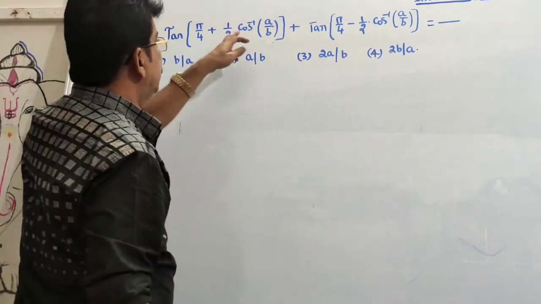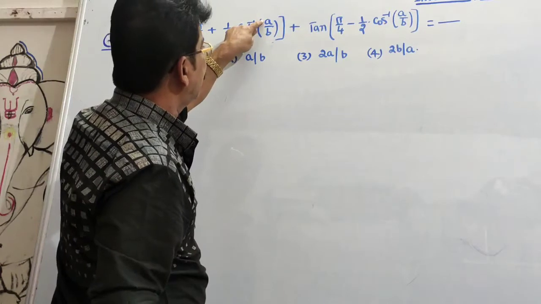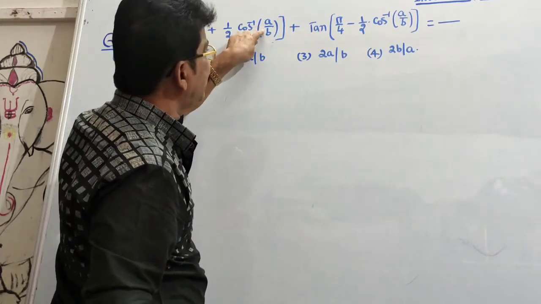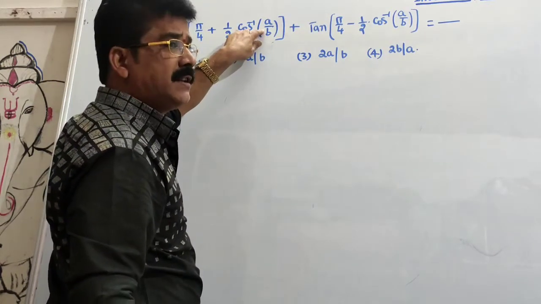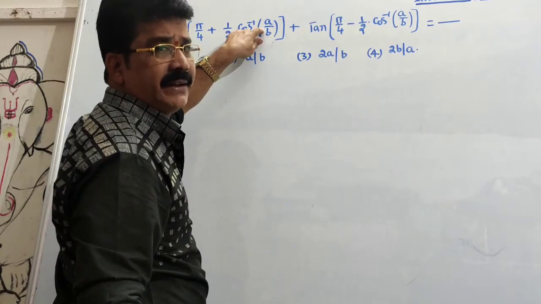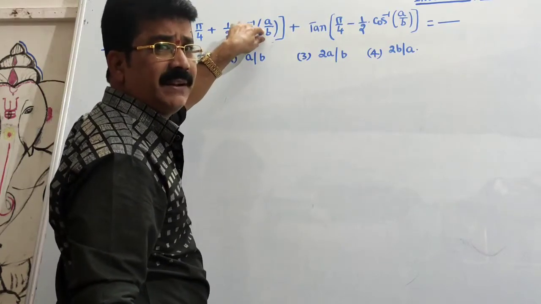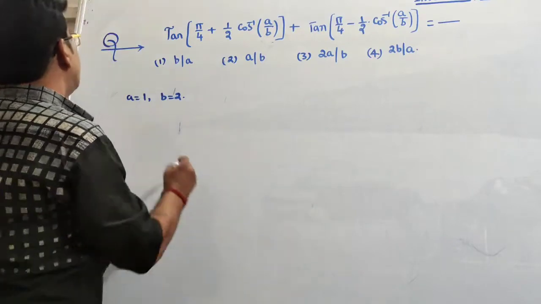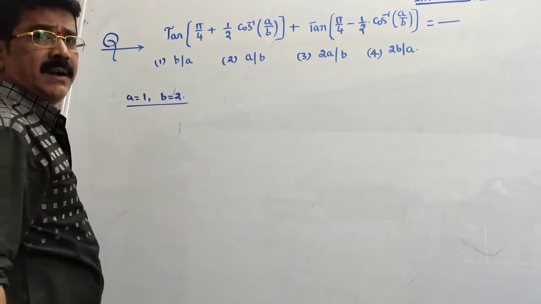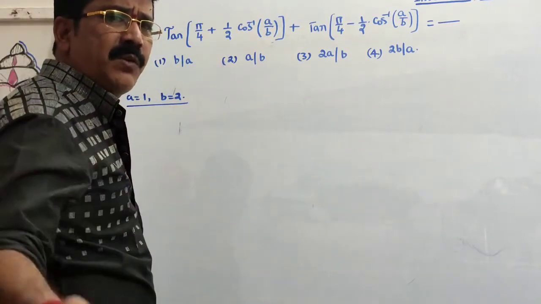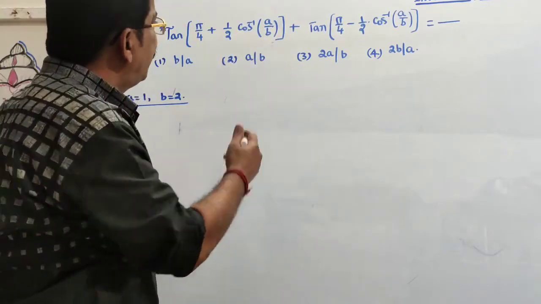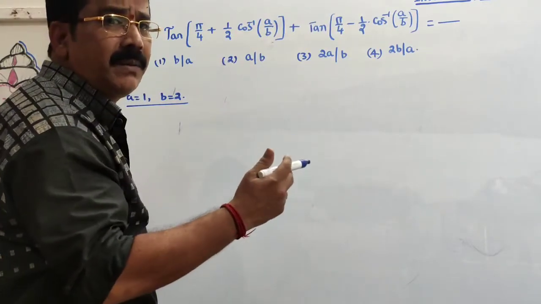Why? Because cos inverse of 1 by 2 equal to 60 degrees. Then 60 degrees divided by 2, 30 degrees. So we can calculate very easily. That's why I took the simple numbers a equal to 1 and b equal to 2. As you wish, you can take any values instead of a comma b.